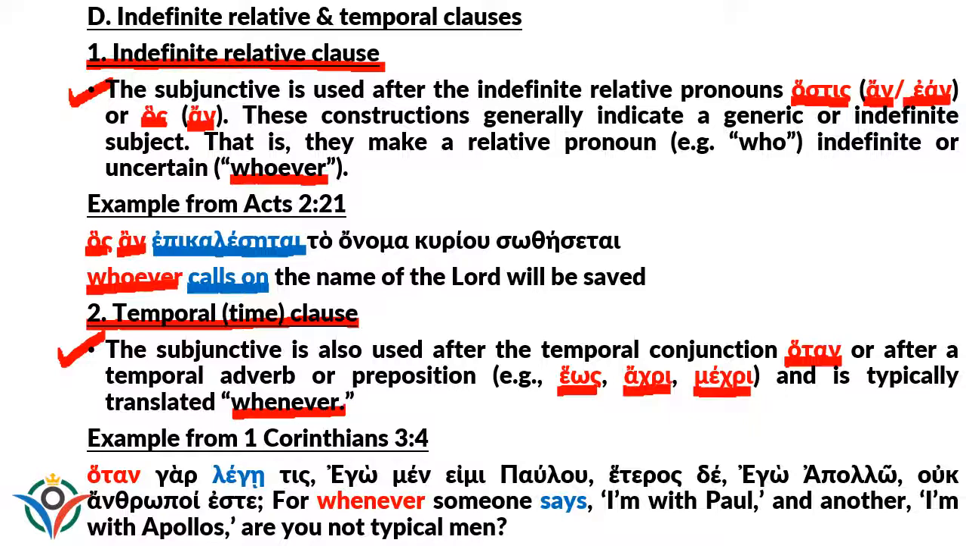Hotan is typically translated whenever. So our example comes from 1 Corinthians 3:4. So there Paul uses hotan, which we translate as whenever, and that also tells us that the subjunctive is coming. So we have legē in the subjunctive mood, and we translate that as says. So for whenever someone says, I'm with Paul, and another, I'm with Apollos, are you not typical men?